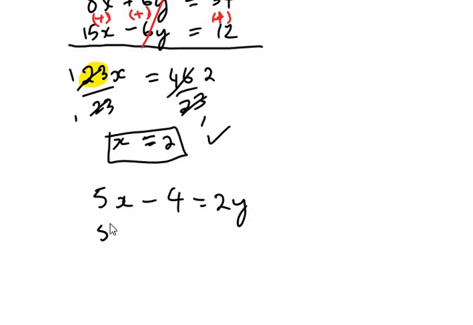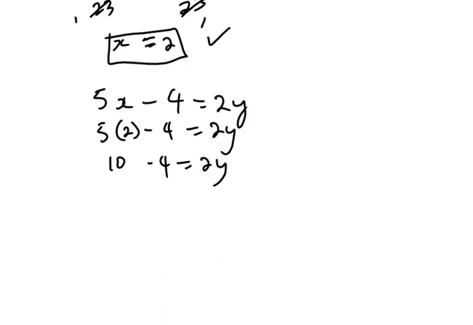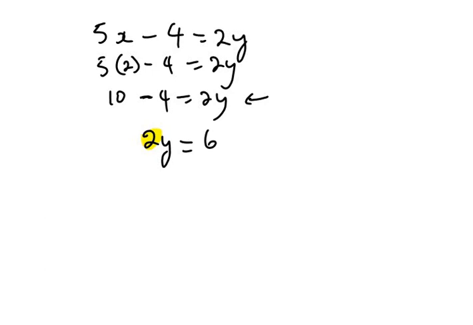Then we substitute: 5 times 2 minus 4 equals 2y. 10 minus 4 equals 2y. And 10 minus 4 is 6. So 2y is equal to 6, same as reading it from right to left: 2y equals 10 minus 4, which is 6. How do we get rid of the coefficient? You use the balance method again, so you divide 2y by 2, and the same for 6. 2 into 2 goes once, and we get y equals 3.